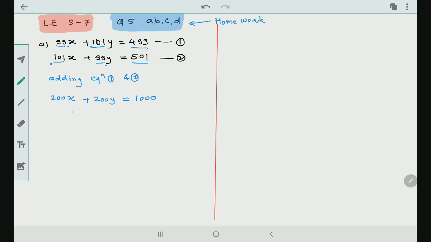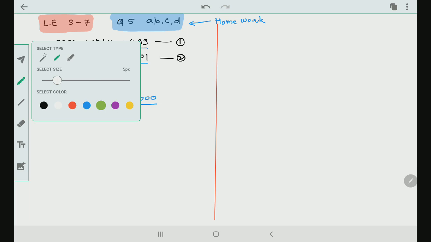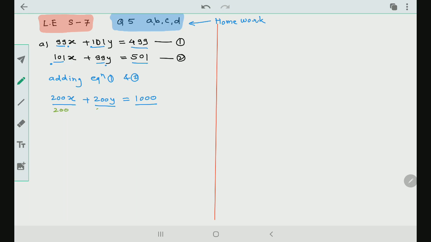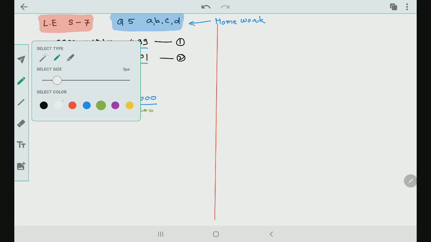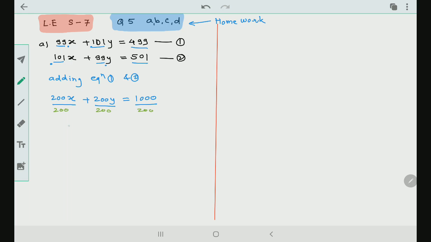Now, don't you think I can easily divide this by 200, this by 200, and this by 200 to reduce our equation? This is called reducing the equation. If there is a common factor in all the terms, I can divide the equation. Like I can multiply the equations, in the same way I can divide. So I'll divide by 200, and what do I get? Here I get x plus y is equal to 5, since the zeros cancel and 1000 divided by 200 is 5.